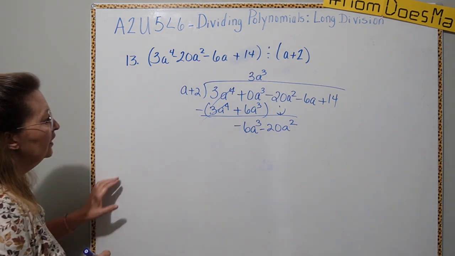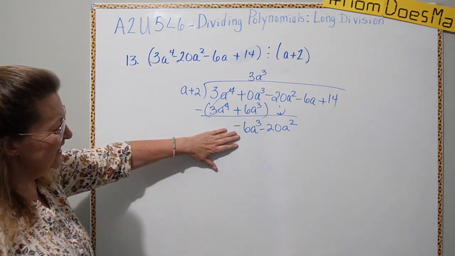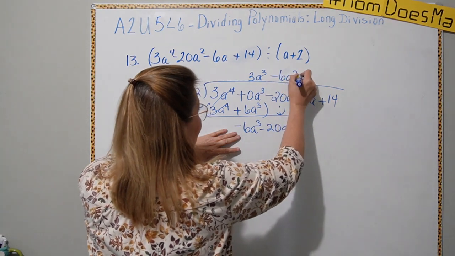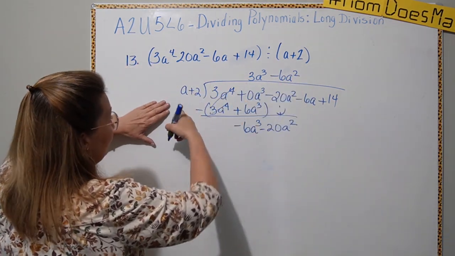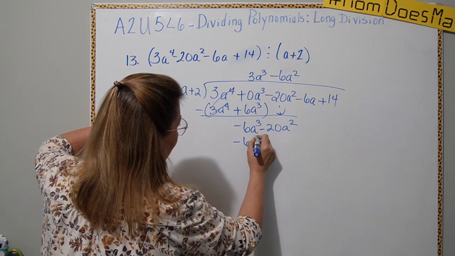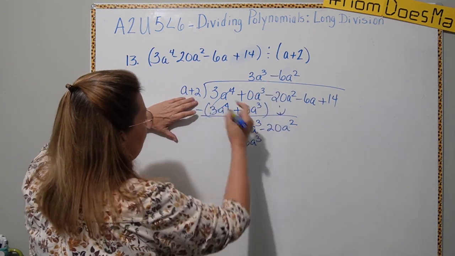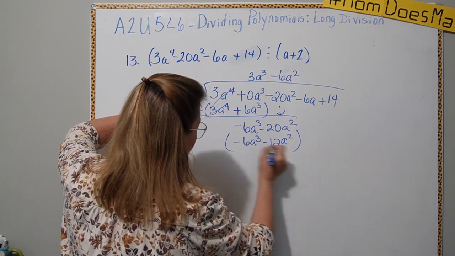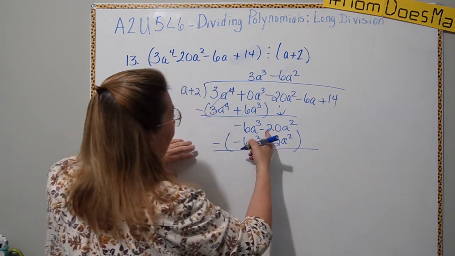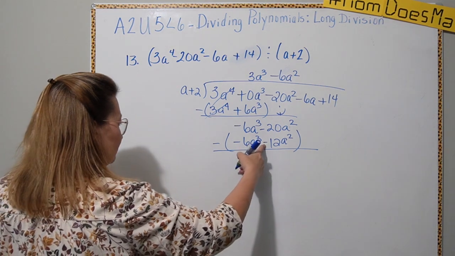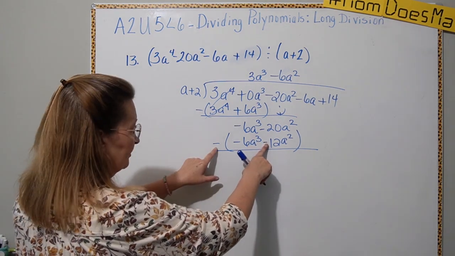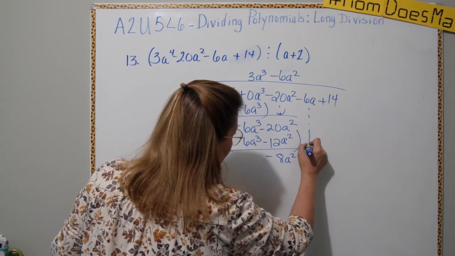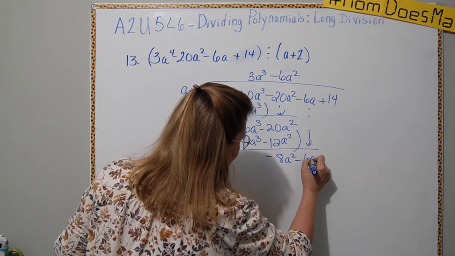Okay, go again. What would you multiply a by to get negative 6a to the 3rd? Well, that would be negative 6a to the 2nd. Negative 6a to the 2nd times a is going to be negative 6a to the 3rd. And negative 6 times 2 is negative 12a squared. And we are going to subtract. Now, negative 20 minus negative 12 changes to plus a positive. So that's going to give you negative 8a to the 2nd. And we're going to bring down that minus 6a.